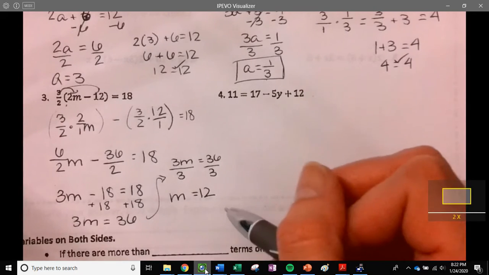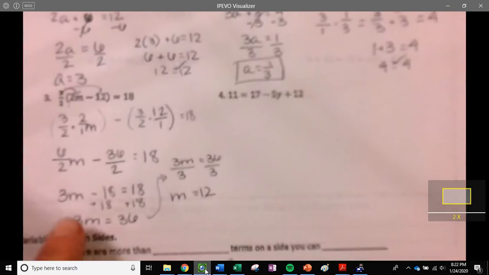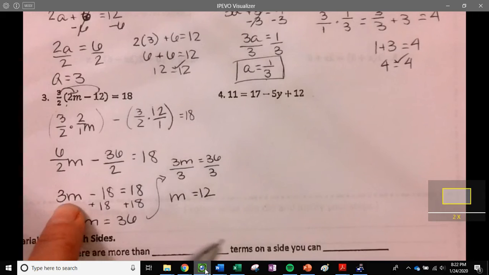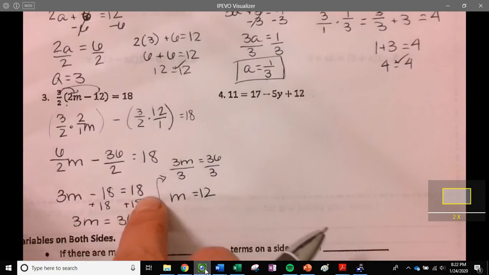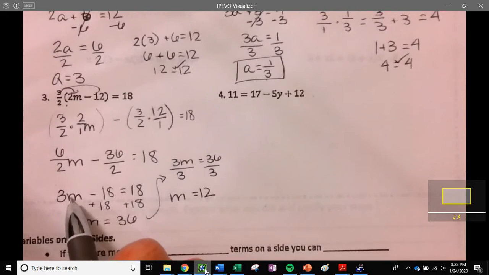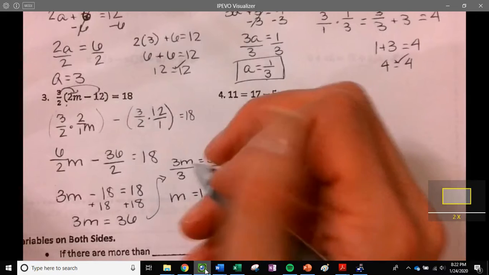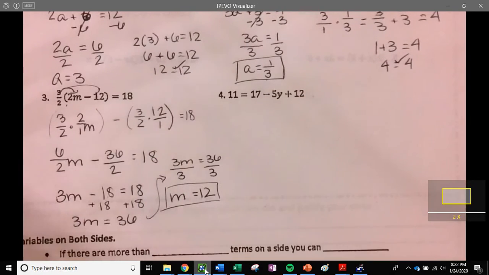So if I go back in, I'm going to plug it into the modified version. 3m minus 18 equals 18. I know that 3 times 12 is 36, and 36 minus 18 does in fact equal 18. So 12 works. Hooray!